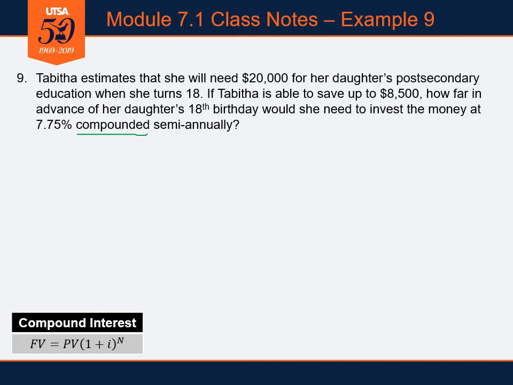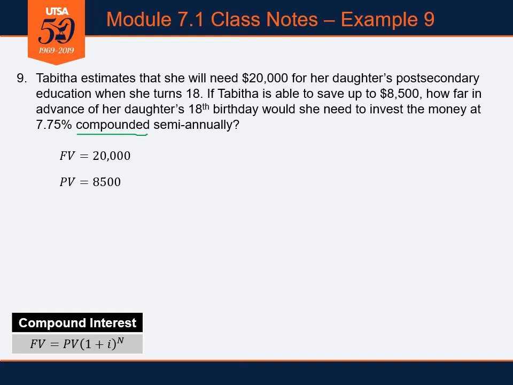She estimates that she will need $20,000. So by the time she finishes her investment, she will need a total of $20,000. So sometime in the future, when her daughter turns 18, she'll need $20,000. So her future value, FV, is $20,000. If Tabitha is able to save up to $8,500, and so she's going to invest $8,500, she would need to invest that money at such and such an interest rate. $8,500 is the amount that she's investing. So her present value is $8,500.